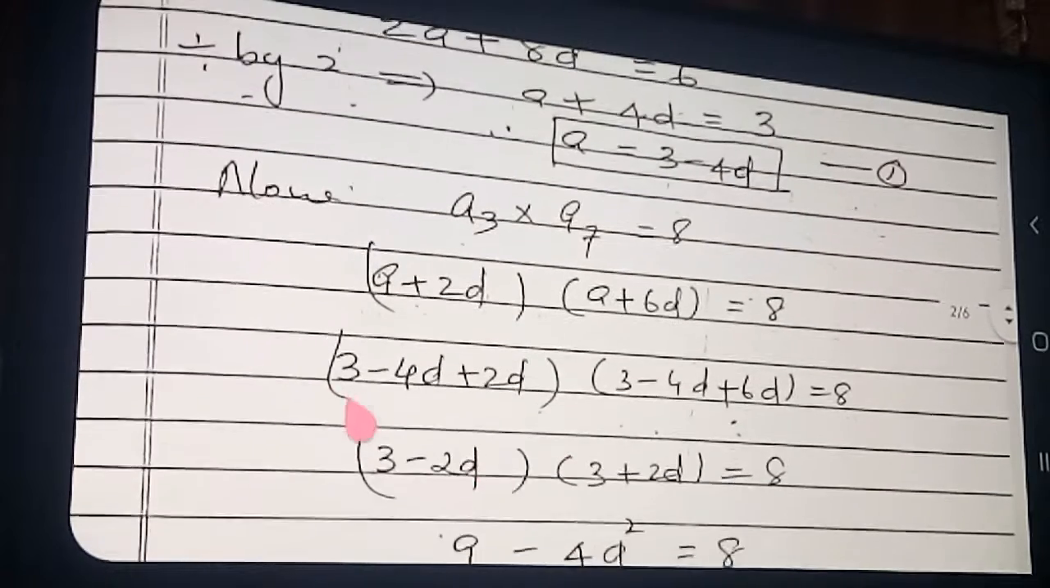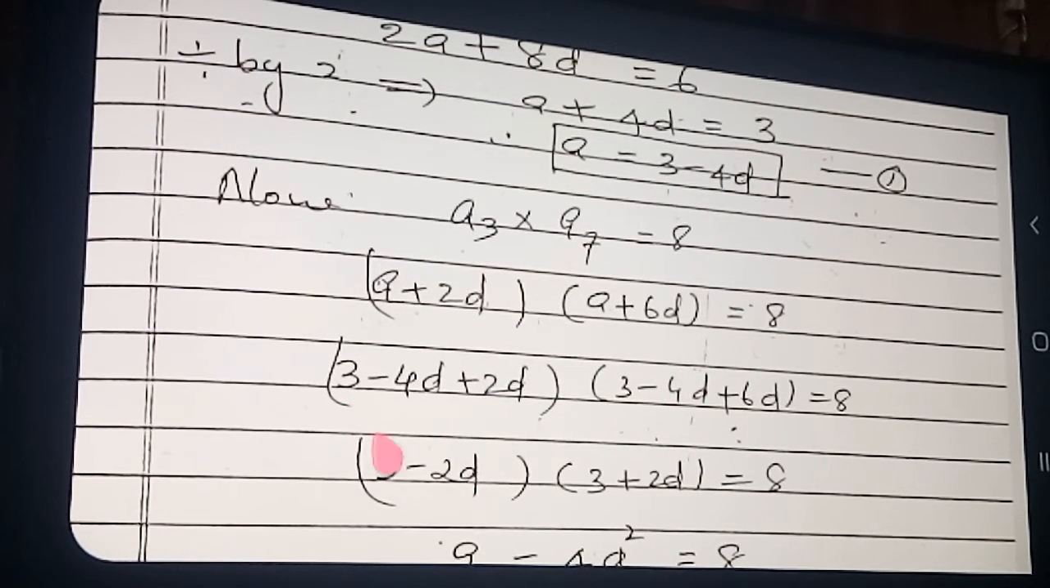Now you can see throughout you got an equation containing only one variable. Which is that variable? d. Okay. So 3 minus 4d plus 2d, how much will come? Minus 2d. That is 3 minus 2d. Here what did you get? Minus 4d plus 6d plus 2d. So you now got 3 minus 2d into 3 plus 2d is equal to 8. Which format? You got the a plus b into a minus b format now.